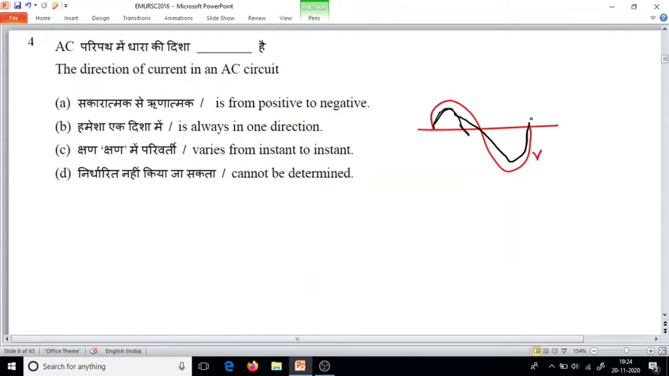We can say it's the AC current. The direction varies from instant to instant. So the answer is option C.